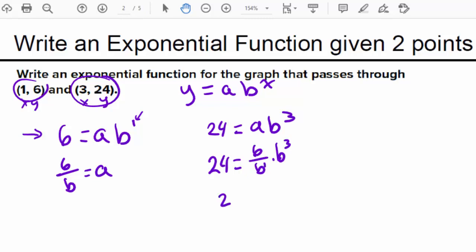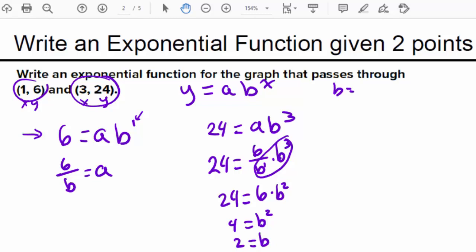Then we simplify that, so 24 is going to end up equaling 6 times, now we do b to the third divided by b to the first. We end up with b to the second. Then we divide by 6 on both sides, so b to the second ends up equaling 4. So we take the square root of both sides, and b ends up equaling 2. So it looks like our b value is a 2, so we end up with b equals 2.